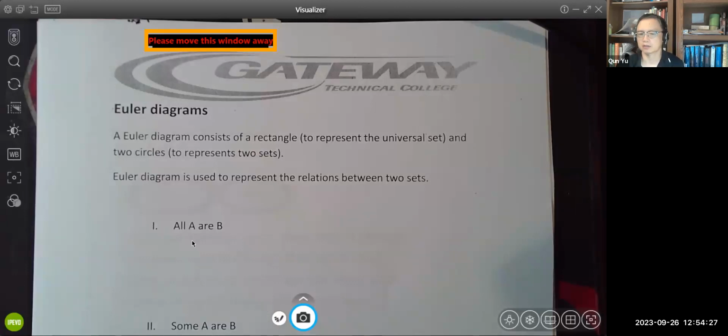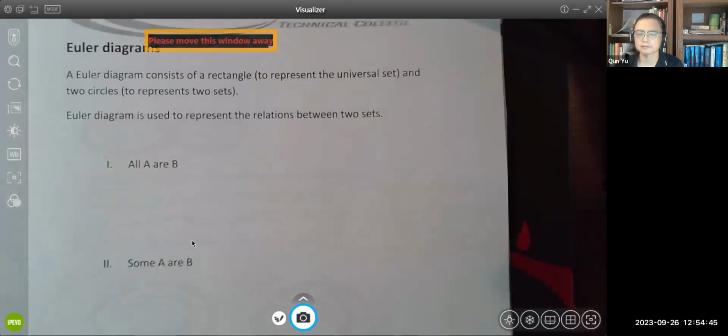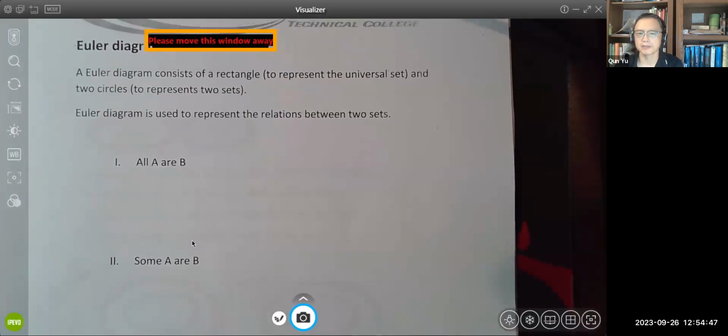Try to focus on these four relations, which I call the four models, because this is a foundation for you to create Euler diagrams and to answer all of the argument questions. Let's look at these four relations one by one. First, all A are B. That means every element in A is also in B. In terms of the two circles, circle A will be entirely inside circle B. That's how we represent this relation.